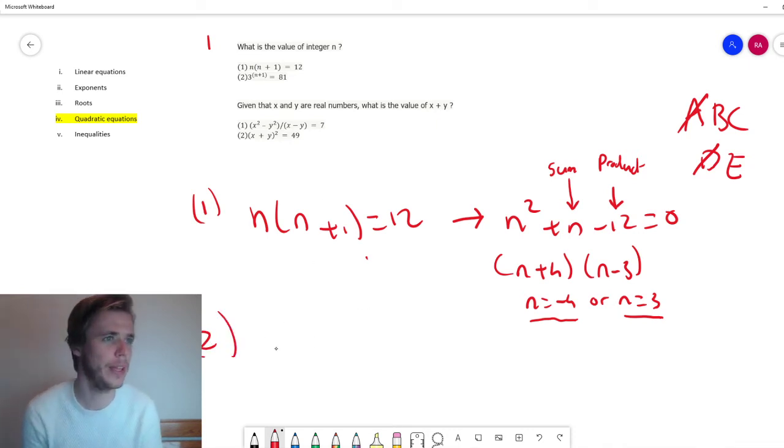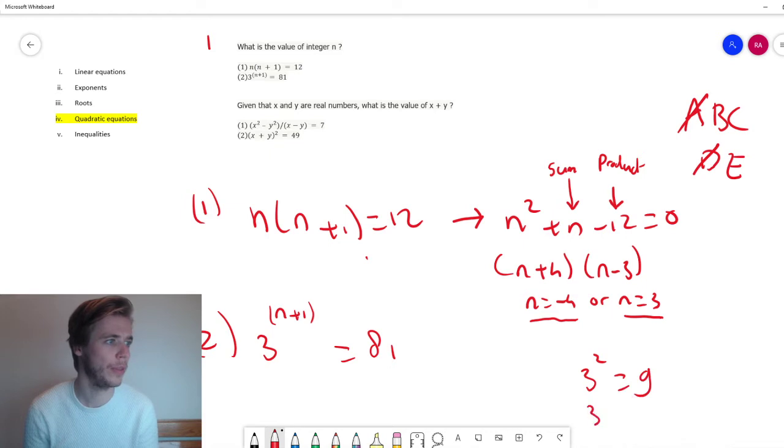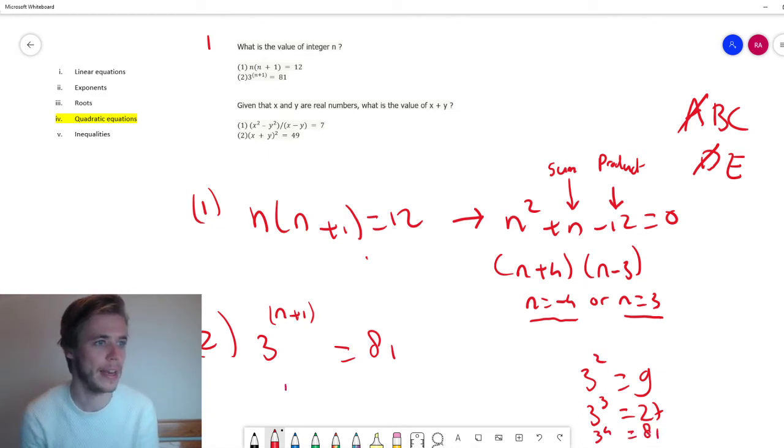Second statement: 3 to the power of n plus 1 is equal to 81. Okay, so we know 3 to the power of 2 is 9, 3 to the power of 3 is 27, and 3 to the power of 4 is 81. So this must be 3 to the power of 4. So n is 3. That's the only solution we have.